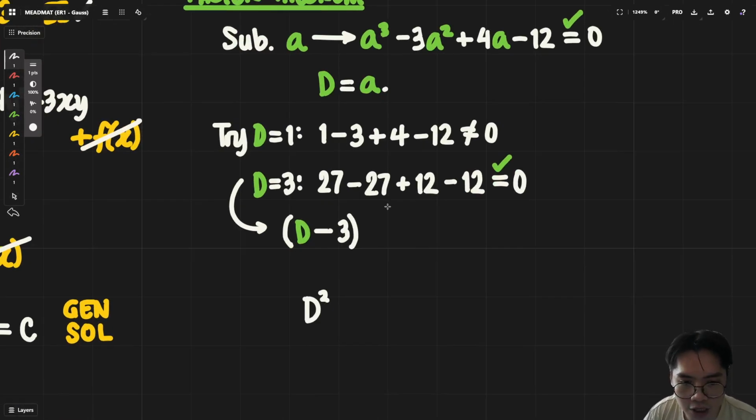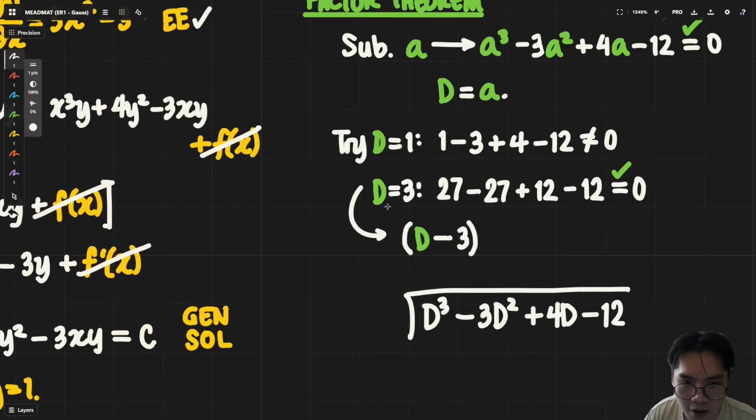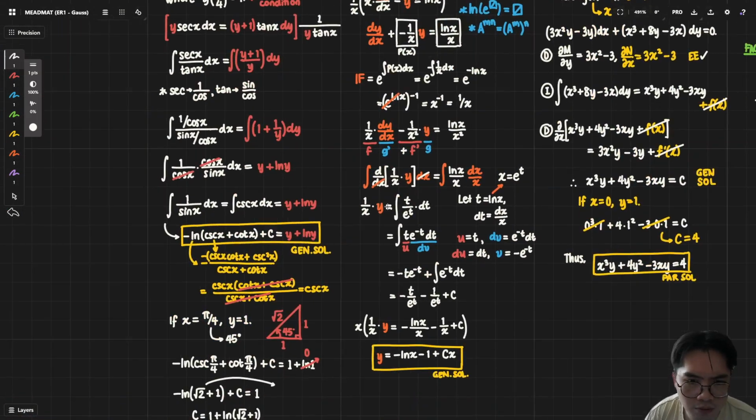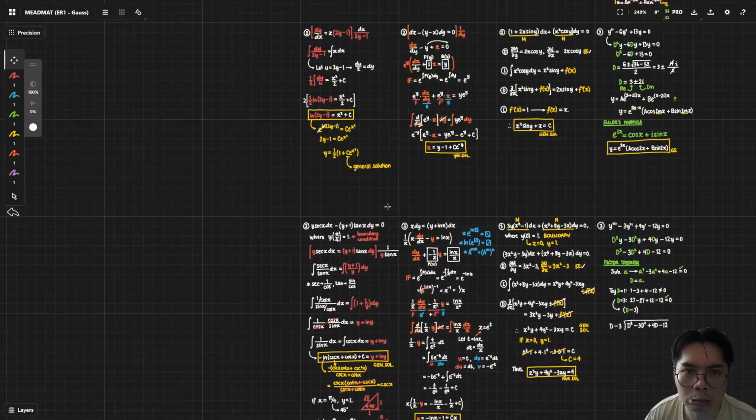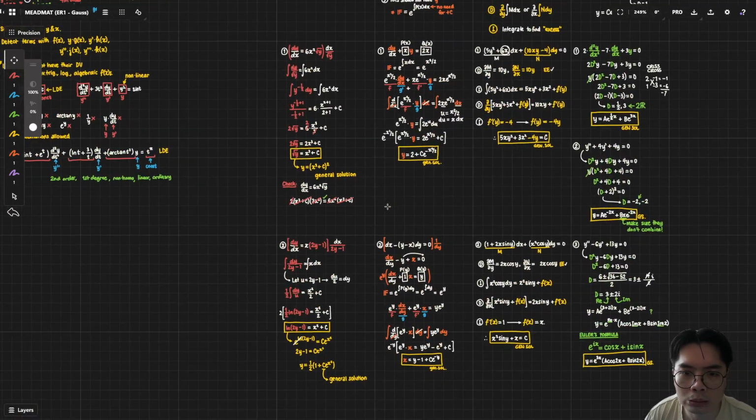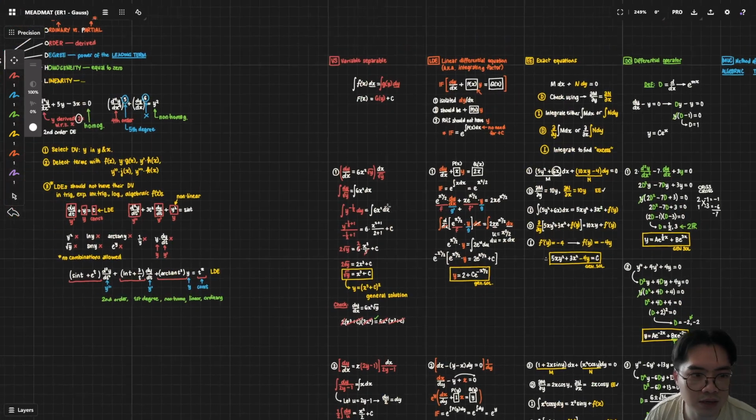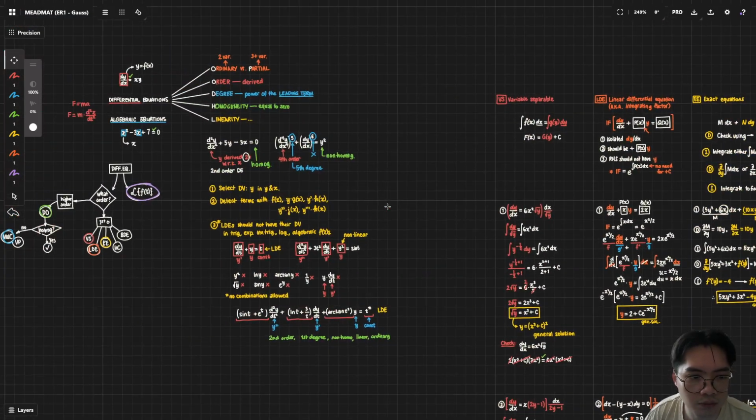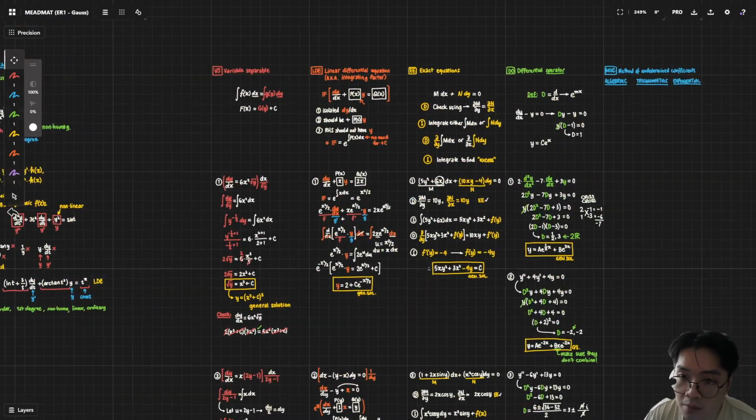We can apply long division. d cubed minus 3d squared plus 4d minus 12 divided by our value of d minus 3. And have I taught this before? Oh my. It seems that I have not taught this before. Okay, so I must be misremembering.